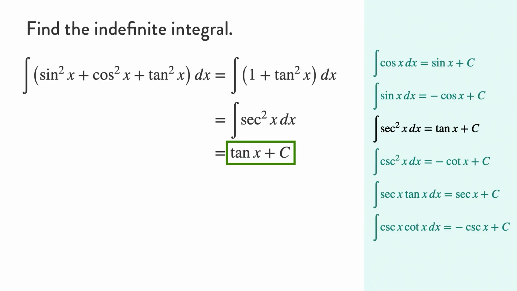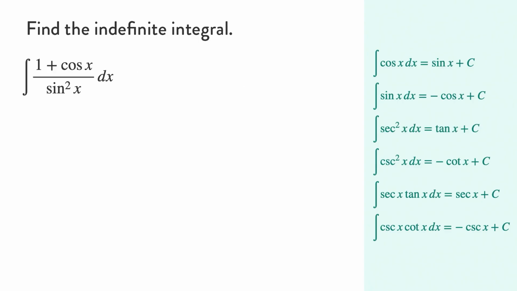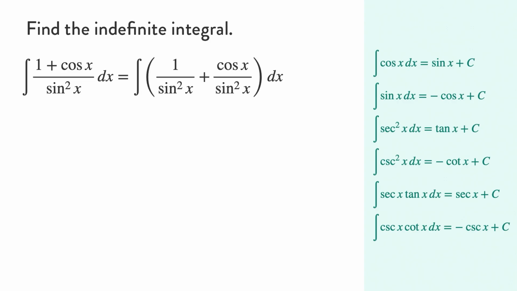One more. Find the indefinite integral. The integral of 1 plus the cosine of x over the sine of x squared dx. This time it might be less obvious which identities can help us. So let's first just expand the fraction into 2 separate terms. 1 over the sine of x squared and the cosine of x over the sine of x squared. We can treat each of these terms separately.